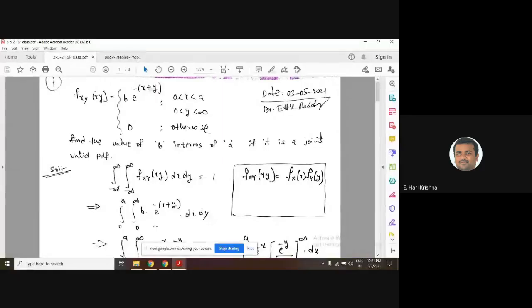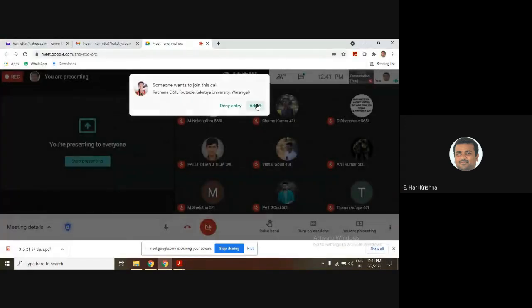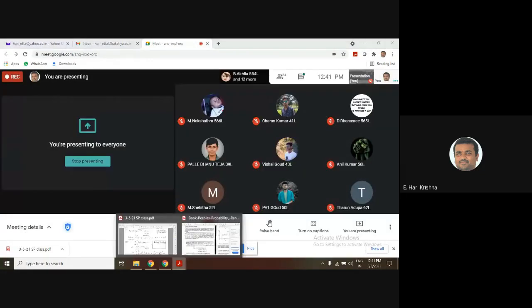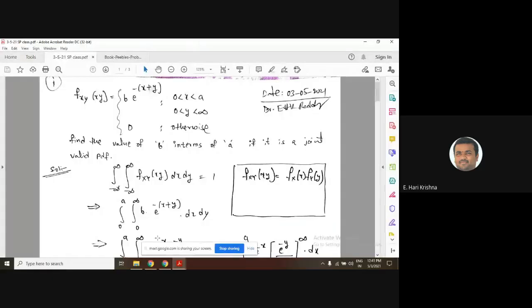Class is some of the properties of joint probability density function, joint cumulative distribution function that is related to multiple random variables. Specifically, we will say joint random variables. So today's class will discuss some of the problems related to joint probability density function.